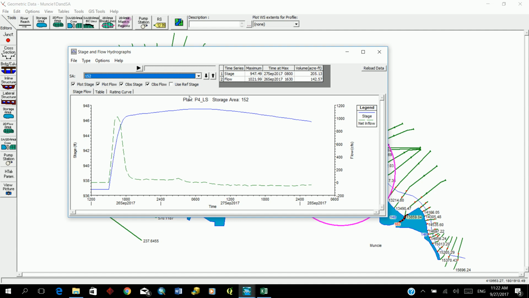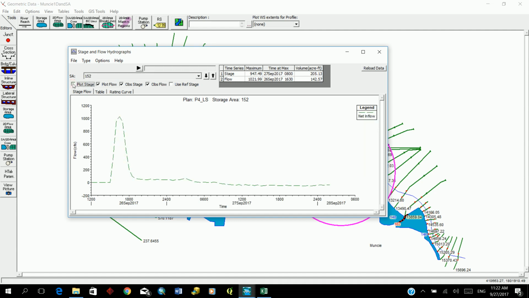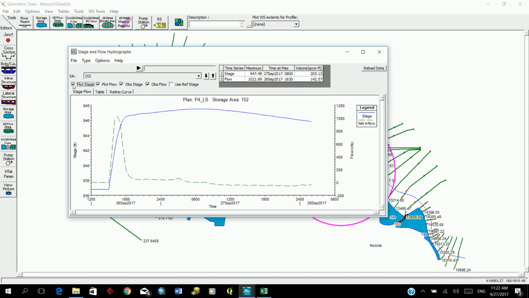Now, let's discuss this. This is flow. Is flow coming to this storage area? Yes or no? Yes, it is. Look, it comes there. If you want to see how the water level raises and lowers in that storage area, you should also tick the stage. But now let's look at the hydrograph.